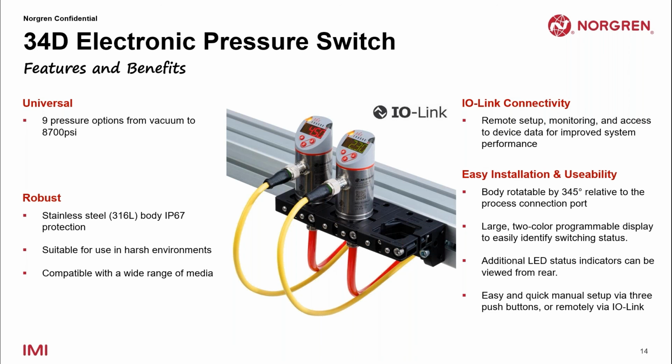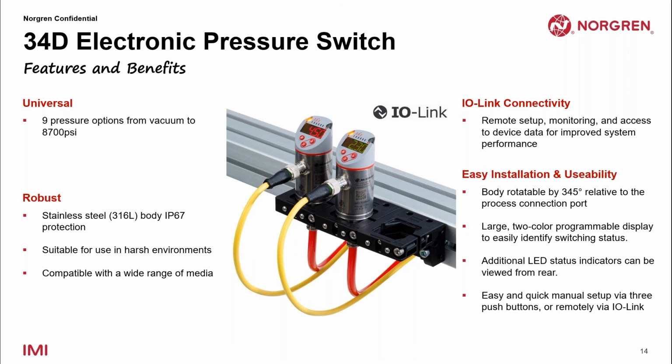The body is 345-degree rotatable relative to the process port, so it can be adjusted to the operator. It has a large 2-color programmable display, and there are LED indicators viewable from the rear. Again, it offers quick setup whether using the push buttons on the device menu or via IO-Link. And again, with IO-Link, you get to set up, monitor, and access the data for improved system performance.